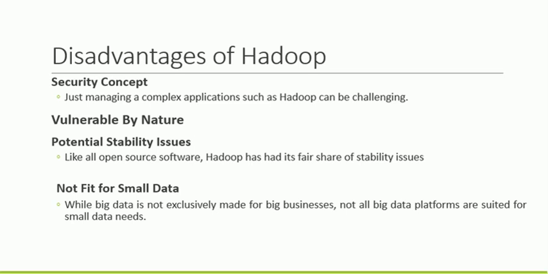There are also potential stability issues. Since it is open source software, it always has issues and always has to be improved. People and organizations are always working on it. And it is not fit for small data. As I told you, big data is for big platforms and big organizations, and all the big data platforms don't support smaller data needs. That is a bigger problem at this moment: if you have a small amount of data, then you can use simple data visualization or different techniques to process your data.